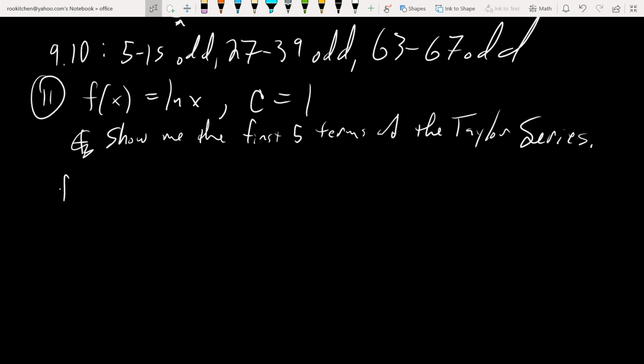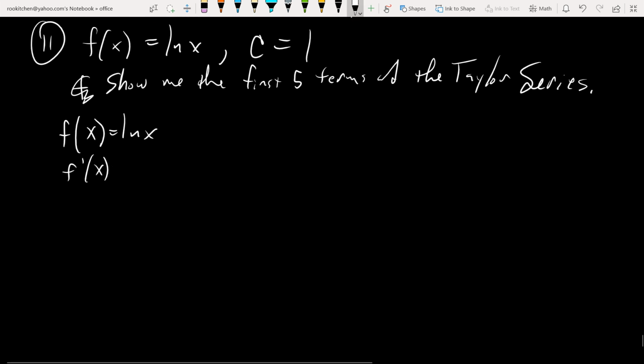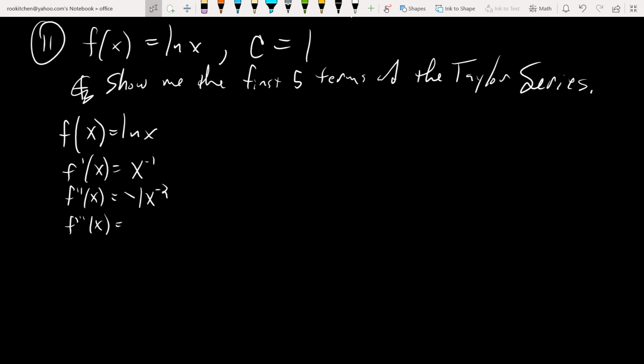Okay, so again, I'm going to need derivatives, right? So f of x is ln x. I need to go up to the fifth derivative because I need 5 terms, right? F prime of x is 1 over x, which is x to the negative 1. F double prime of x is negative 1 times x to the negative 2. Triple prime is 2x to the negative 3, which is the same as 2 factorial. So f4 of x is negative 3 factorial x to the negative 4. f5 of x is 4 factorial x to the negative 5.